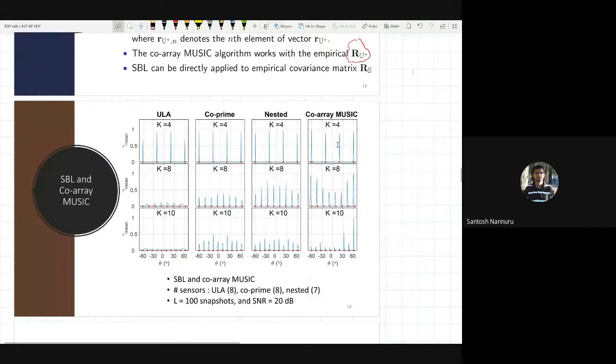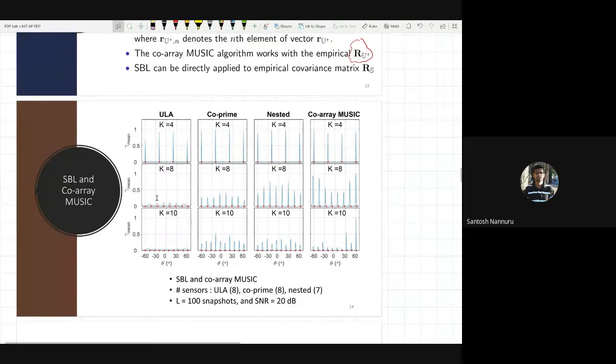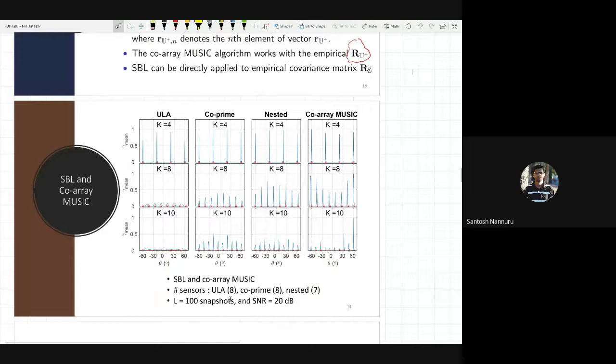So the top row is k equal to 4 sources, the second row is 8 sources, and the bottom row is 10 sources. And the number of sensors are 8 for ULA, 8 for co-prime, and 7 for nested. So when there are 4 sources, all arrays can find them, with SBL and everything. For k equal to 8 sources, because ULA has 8 sensors, it can find only up to 7 sources. So with 8 sources, it does not work.